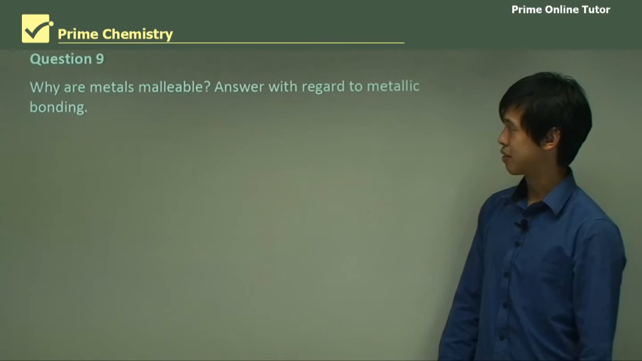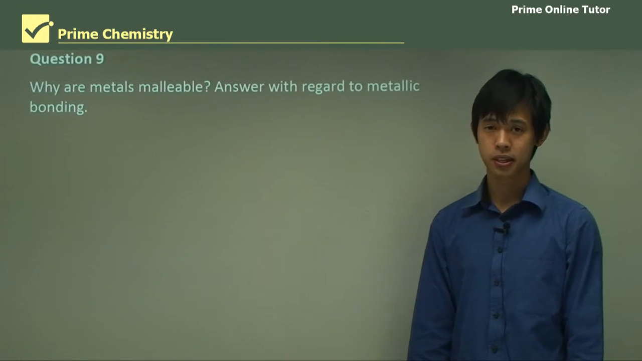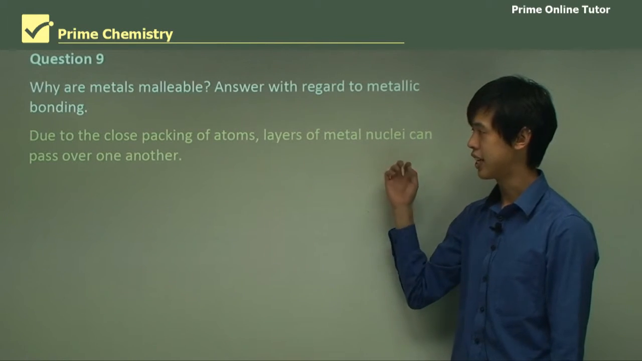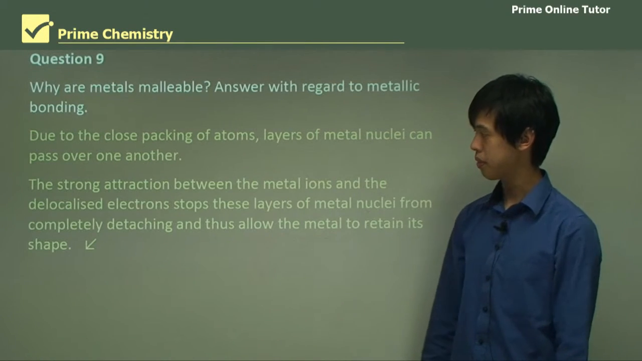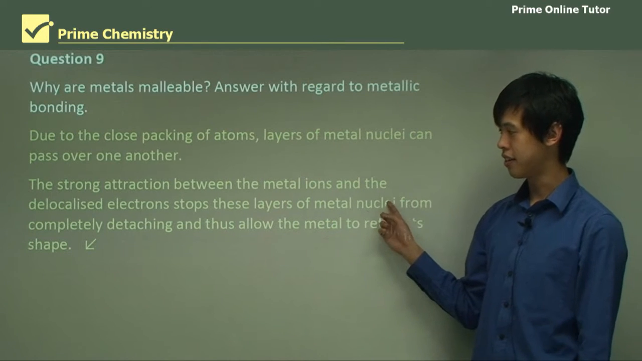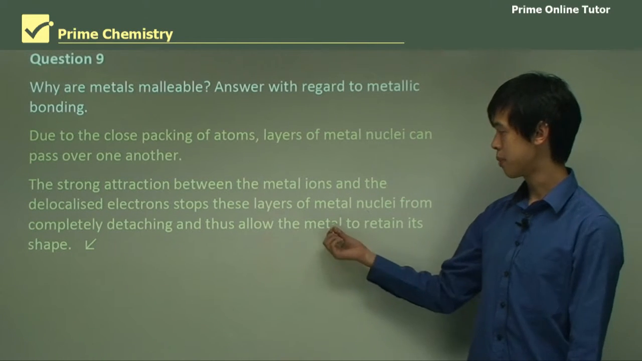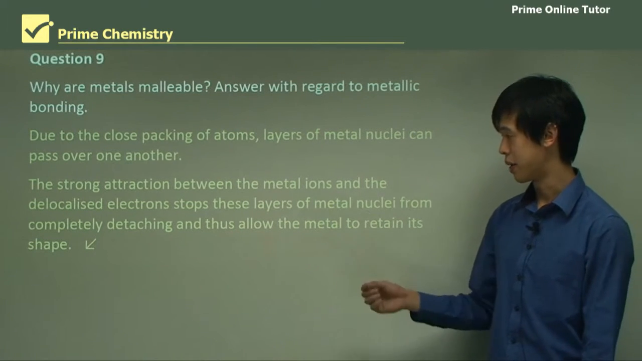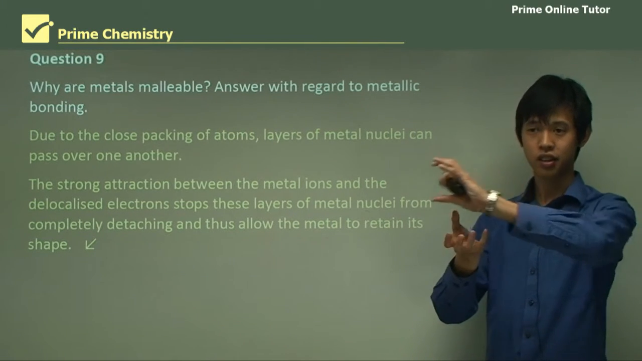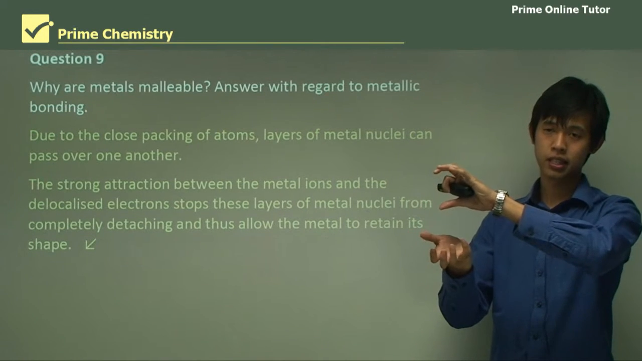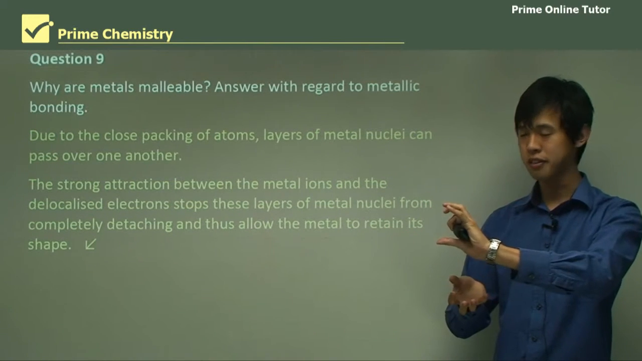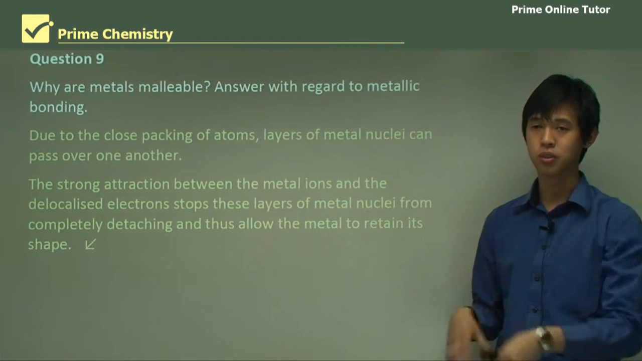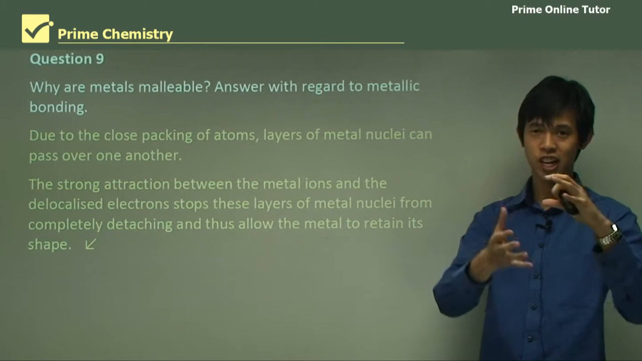Question 9, why are metals malleable? Answer with regard to metallic bonding. Well, due to the close packing of atoms, layers of metal nuclei can actually pass over one another. And the strong attraction between the metal ions and the delocalized electrons stops these layers of metal nuclei from completely detaching, and thus allows the metal to retain its shape. So as they slide along, they still are held to the other atoms. It's just that they've been moved along by a force, and so the actual metallic bond helps to hold the metal in shape as we change its new shape.